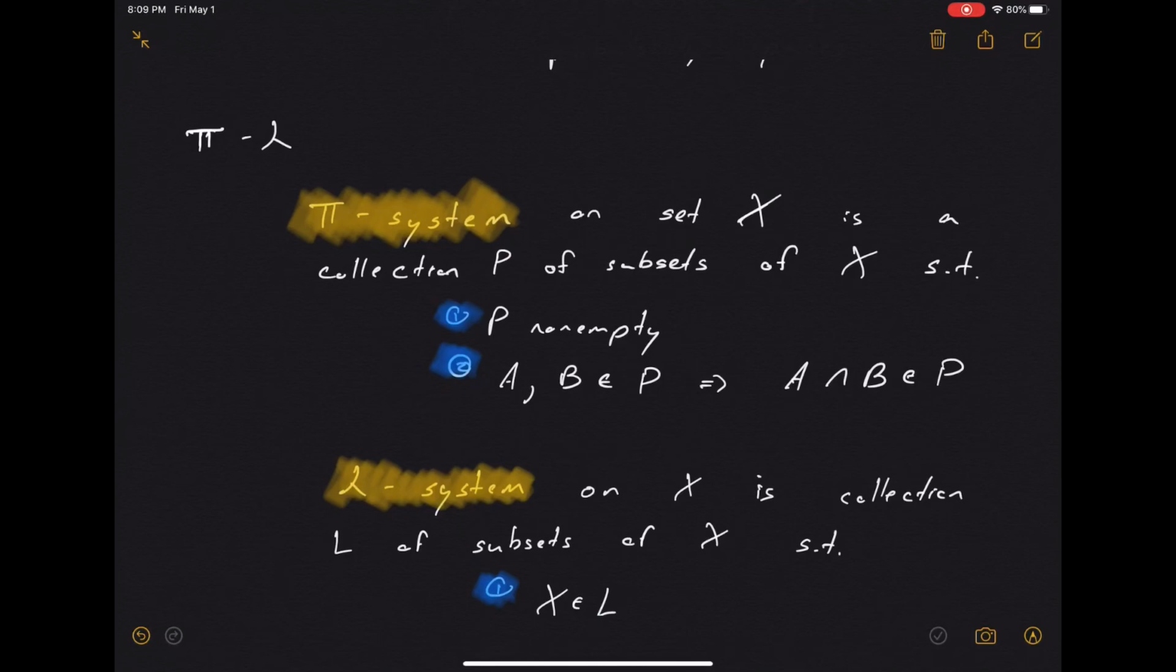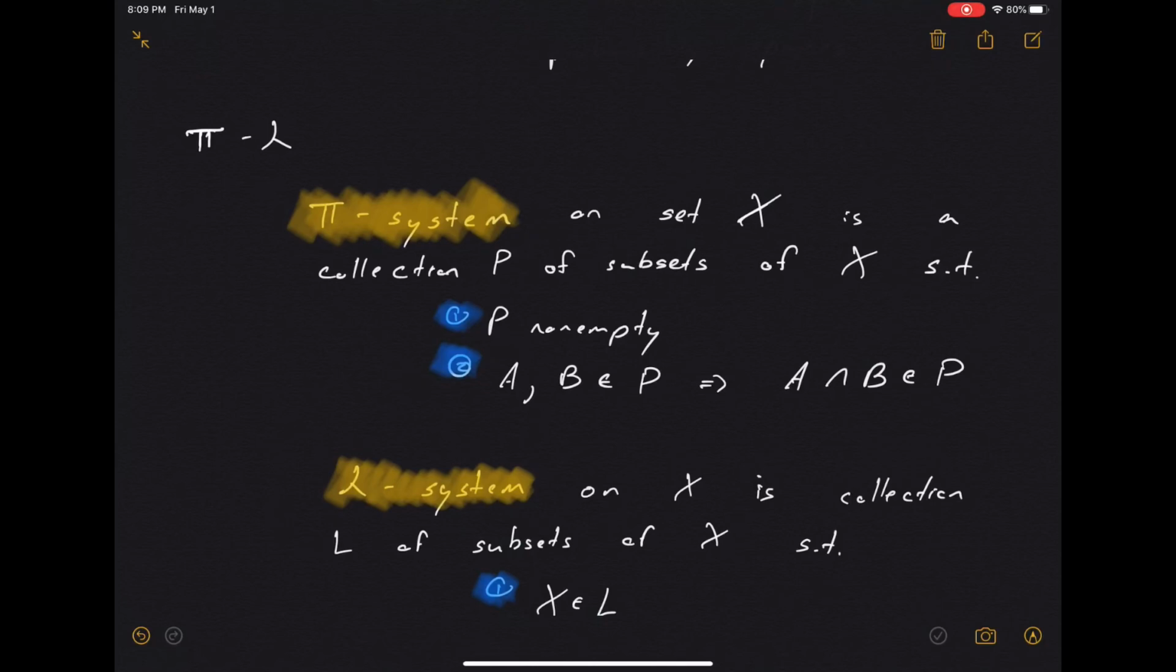So first, some background. The pi-lambda theorem, I should also mention, is also called the Dynkin theorem. That's another name for it. These pi systems and lambda systems are also called Dynkin systems, I think. I'm more familiar with the pi-lambda terminology.